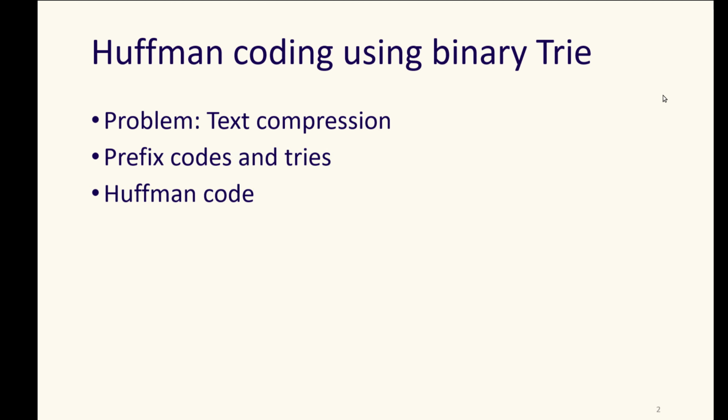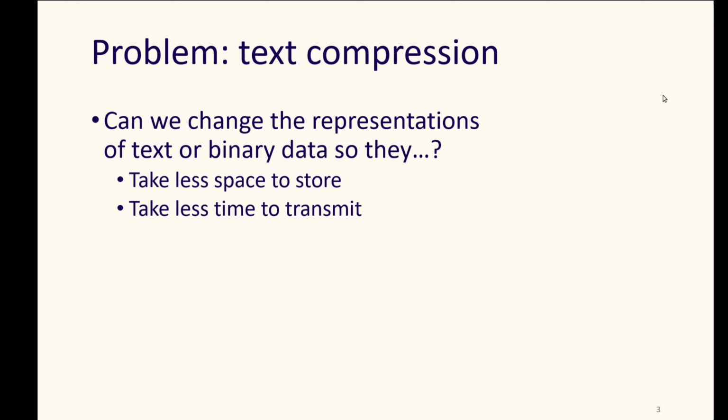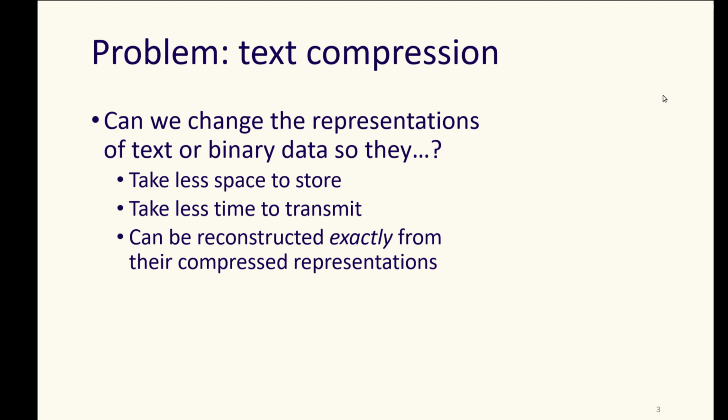So we'll look at Huffman coding as a technique using a binary trie to be able to create our encodings. We'll focus on the problem of text compression. So if we have some text or some binary data, we might want to change our representation of it so that it takes up less space to store, less time to transmit over a network, and can be reconstructed exactly from that compressed representation so that we don't lose any information from the original data that we compressed.